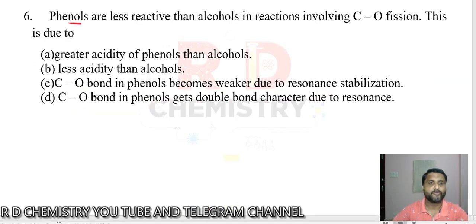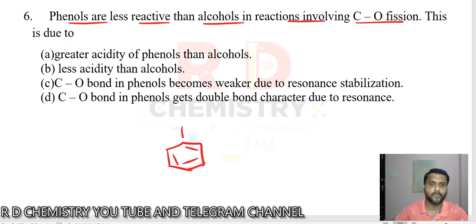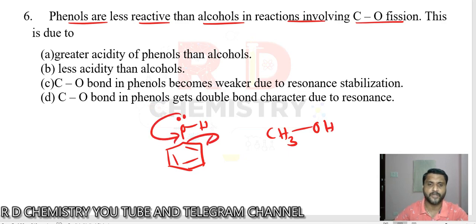Question number 6. Phenols are less reactive than alcohols in reactions involving C-O fission. This is due to... Now we have the phenol O-H bond. If I take alcohol CH3OH, correct? In the case of phenol, the lone pair of oxygen is involved in the resonance. So we'll get a double bond character like this, correct? Double bond character is not easy to break.